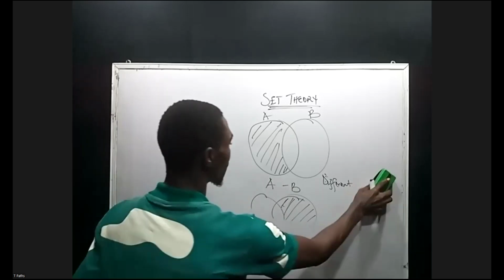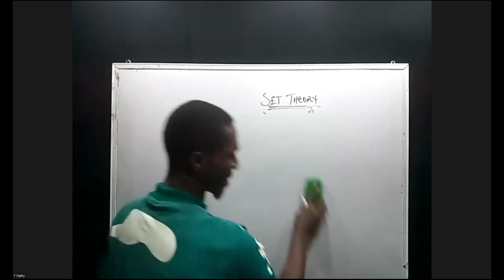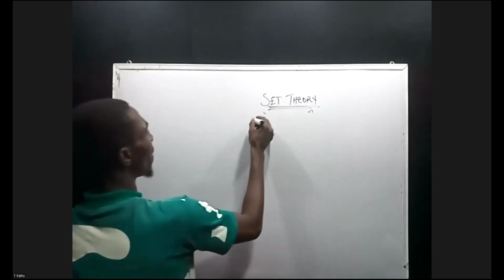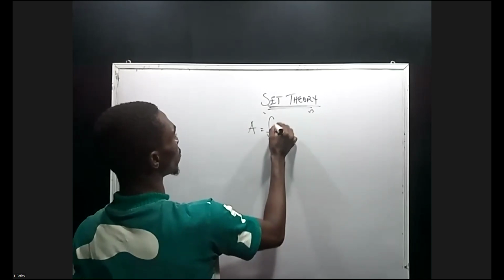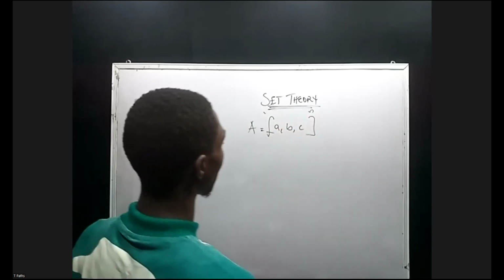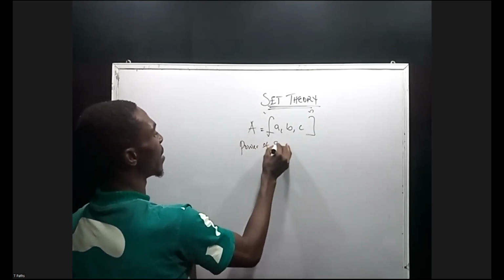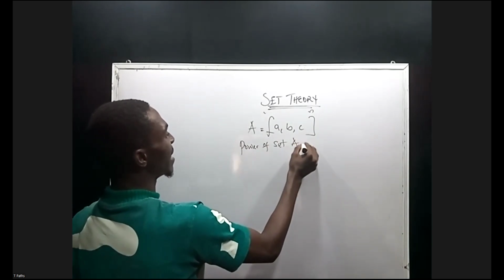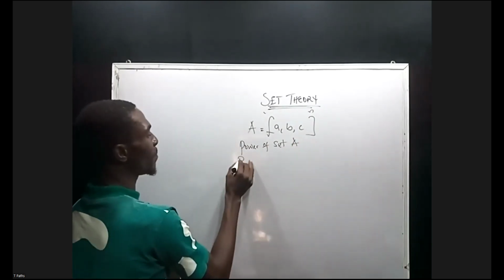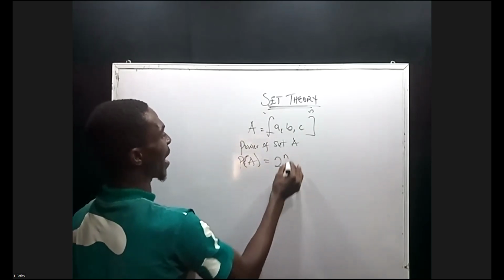Okay. Let me introduce you to how you can solve questions on power of a set. Provided you have set A equals A, B, C, let's use A, B, C for instance, and we are looking for the power of set A. Power of a set has a formula: 2 raised to power n.